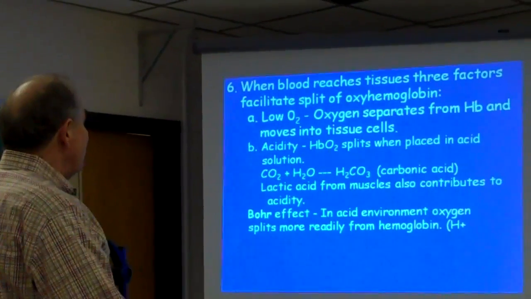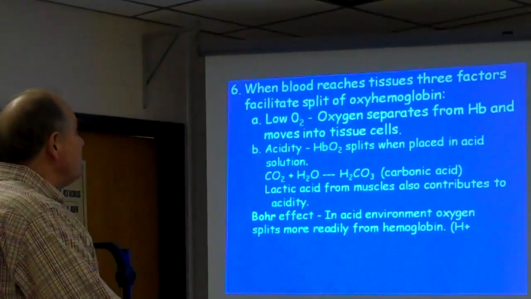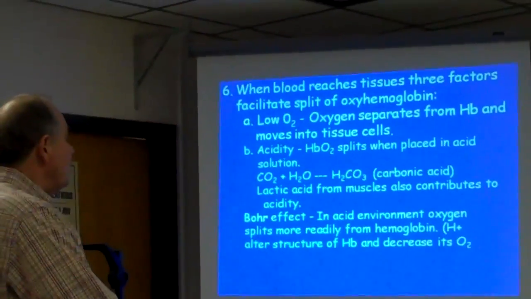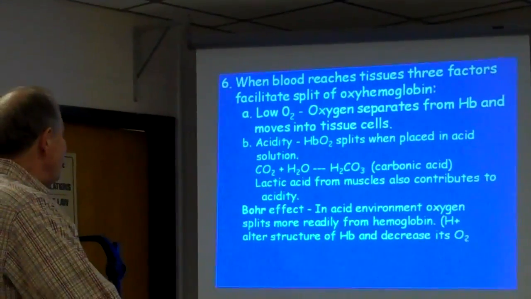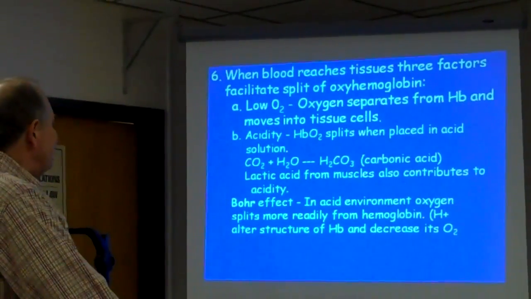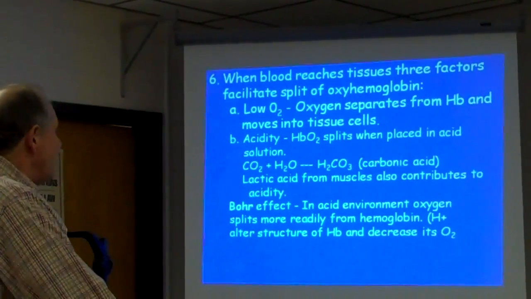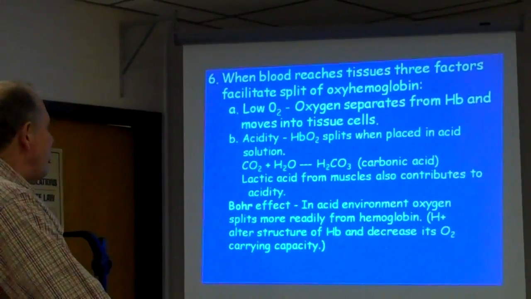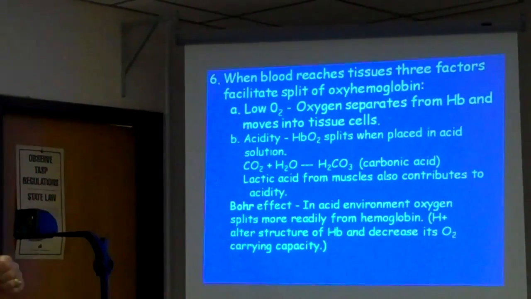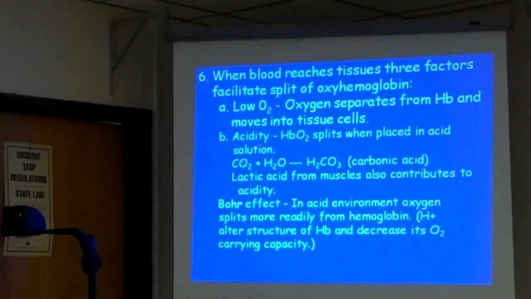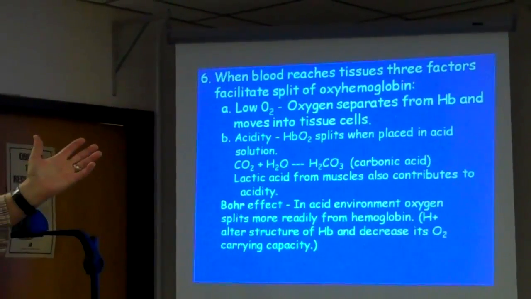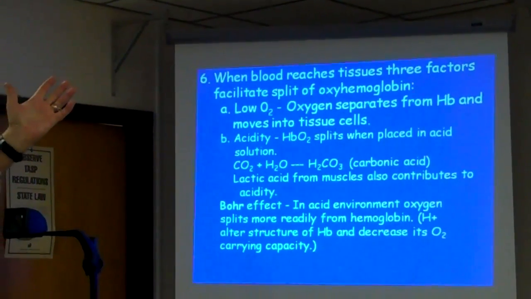But it's just in an acid environment, oxygen splits more readily from hemoglobin and so forth. In other words, in an acid, the H plus ions alter the structure of Hb and it decreases its O2 carrying capacity. You don't need to memorize that at all. It just, in an acid solution, oxygen is given up from hemoglobin. That's the main thrust of this.